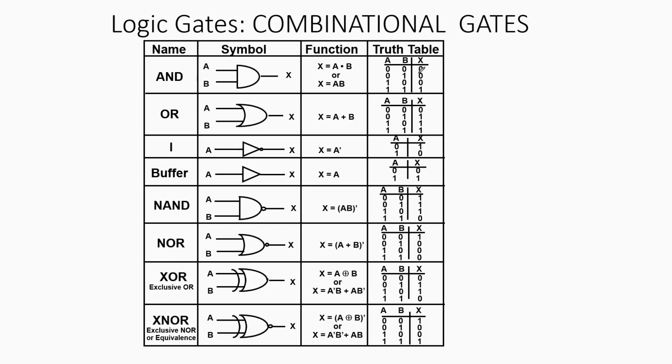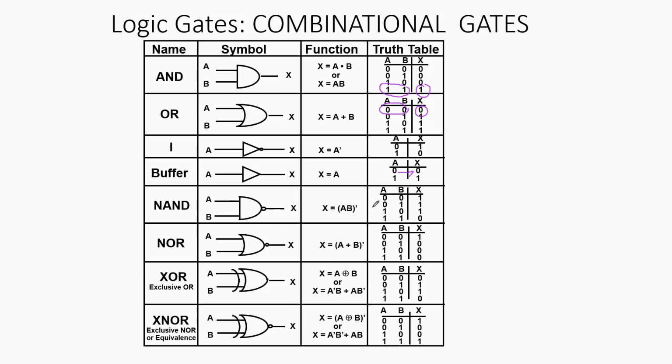So let us review it again. In the case of the AND gate, the output is 1 only if both the inputs are 1. In the case of the OR gate, the output is 0 if both the inputs are 0, otherwise 1. In the inverter, it is the complement of the input. If it is 0, it becomes 1, and if 1, it becomes 0. Buffer is simply 0 transferred as 0, 1 transferred as 1. It is simply a memory unit.